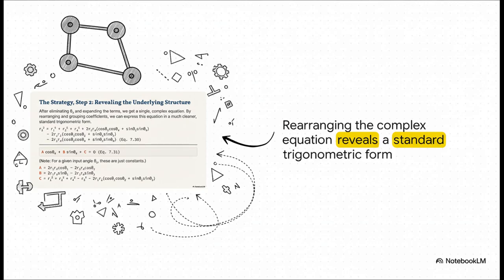But watch what happens when we expand all the terms and start tidying up. We can group together all the cosine terms, all the sine terms, and all the constant terms. And what's incredible is, when you do that, all that mess just melts away into this super clean, standard form, a times cosine theta 4 plus b times sine theta 4 plus c equals 0. And the best part, for any input angle we choose, a, b, and c are just numbers we can calculate. Easy.